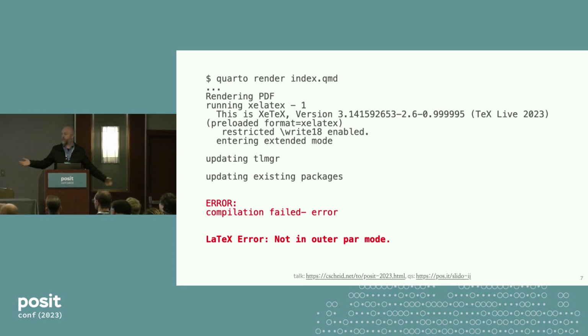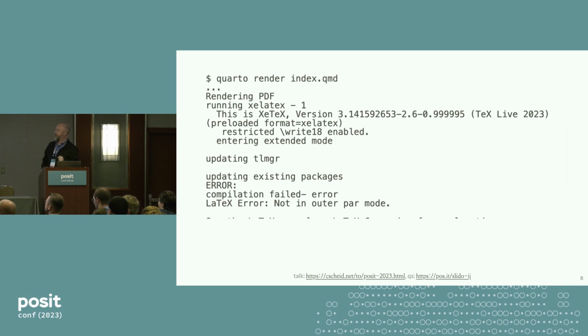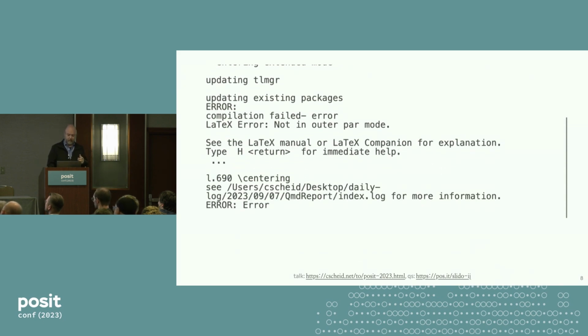And the reason it failed is it's not in outer par mode. And if you've ever used Quarto and PDF, unfortunately, I think you've seen this before, because it comes up all the time, and it's just a horrible error message. So you look at it, it's like, what do I do now? Okay, it's not in outer par mode. Okay, let's go look at this. It's like, okay, see the LaTeX manual or the LaTeX Companion for explanation, or press H for help. Turns out, you get that even not in an interactive prompt. You can press H. It's just on a file somewhere.